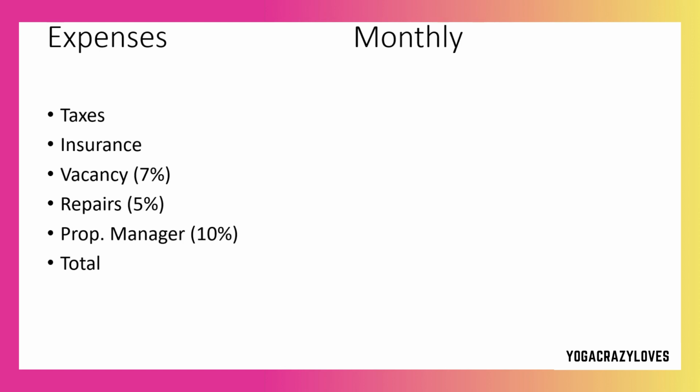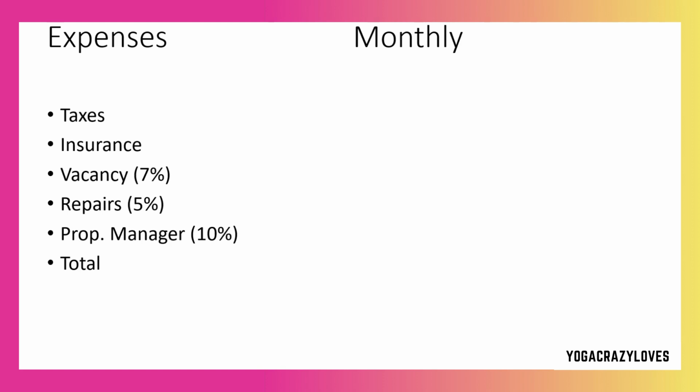I buy turnkeys, so they're already rehabbed. So I just use 7% for vacancies, which you can look up the statistics of a particular city to see if that number is about right, and for repairs, like I said, fully rehabbed, so I just do 5% for repairs.